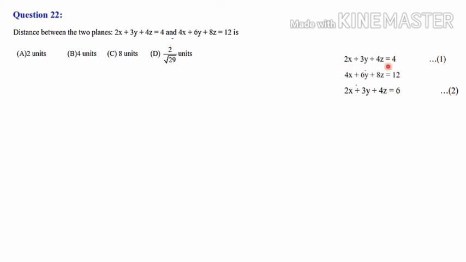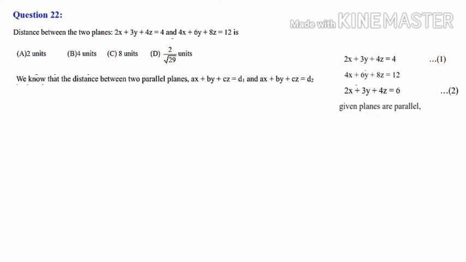Now look at the first equation and second equation, and the direction ratios of the normal, that is here 2, 3, 4, here 2, 3, 4. They are the same. Means the ratio of their direction ratios of the normal is the same. 2 by 2 is 1, 3 by 3 is 1, 4 by 4 is 1. That means a1 by a2 equal to b1 by b2 equal to c1 by c2 condition is satisfied. Means we can say that the given planes are parallel.